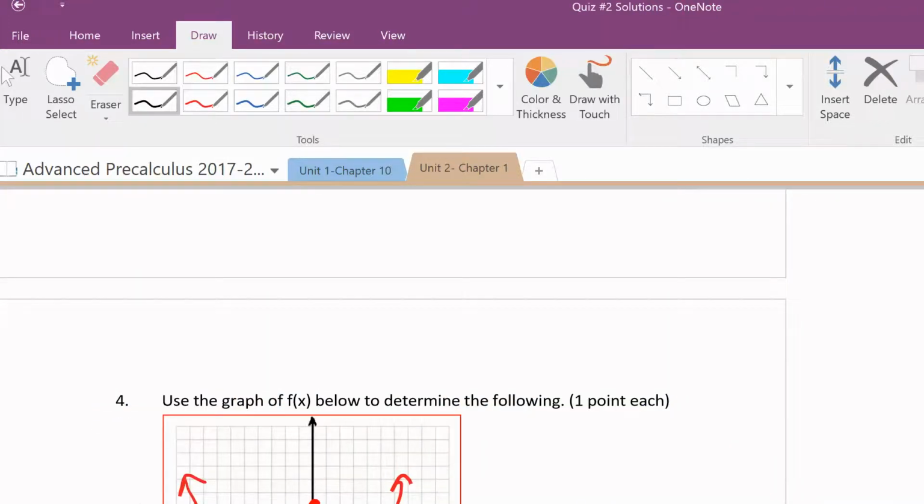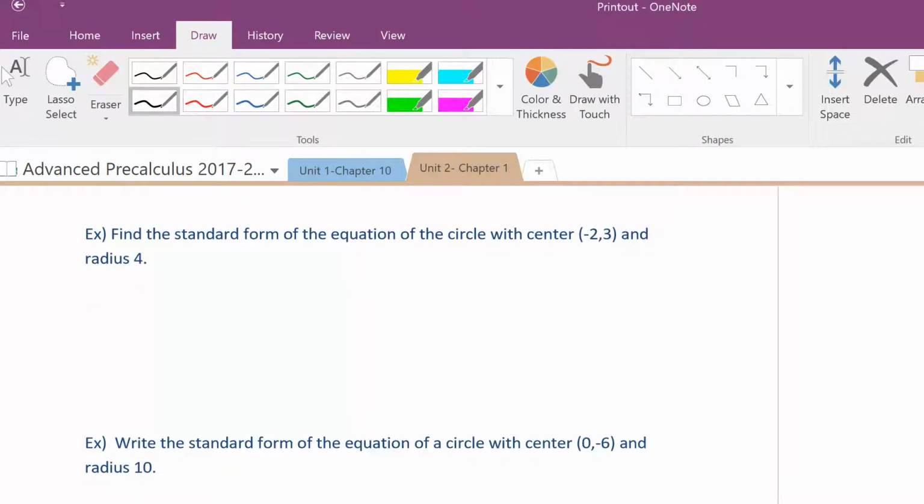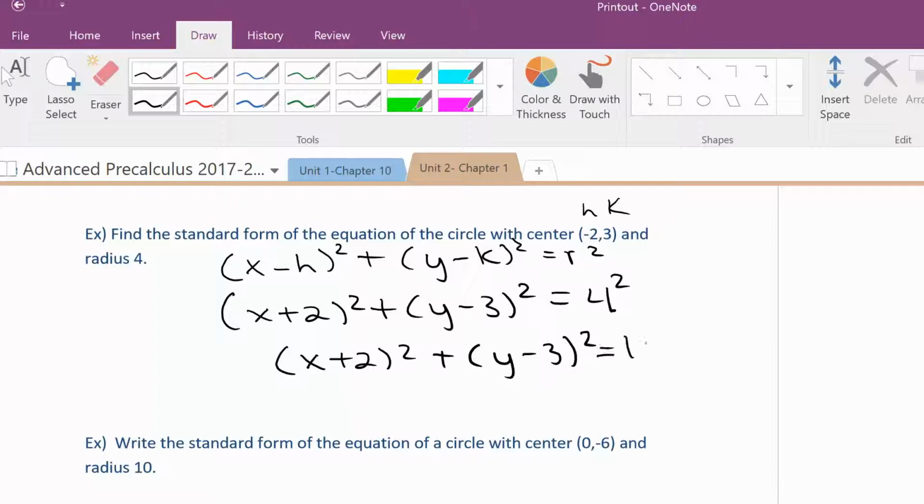So, for example, find the standard form of the equation of a circle with the center -2, 3, so this is your h and k, and the radius of 4. So remember, if you have x minus h squared plus y minus k squared equals r squared, well, h is -2, so you have x plus 2 squared plus y minus 3 squared equals 4 squared. So that means x plus 2 squared plus y minus 3 squared equals 16.